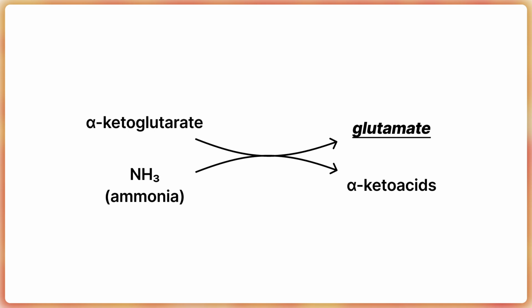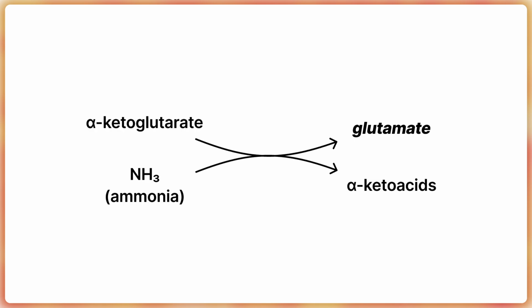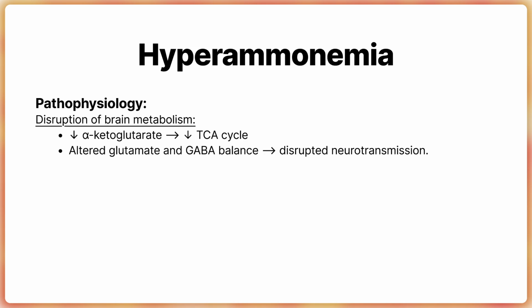This depletion of alpha-ketoglutarate from the TCA cycle, which is the main pathway for producing ATP, the body's energy source, leads to energy deficiency symptoms that we'll discuss shortly. Additionally, detoxifying ammonia via glutamate synthesis alters the body's glutamate levels. And since GABA is derived from glutamate, we will also have altering GABA levels. This will affect both excitatory and inhibitory signaling, respectively, in the brain.